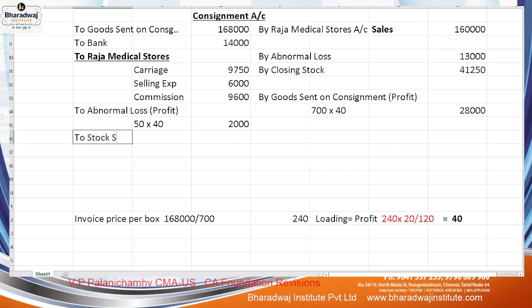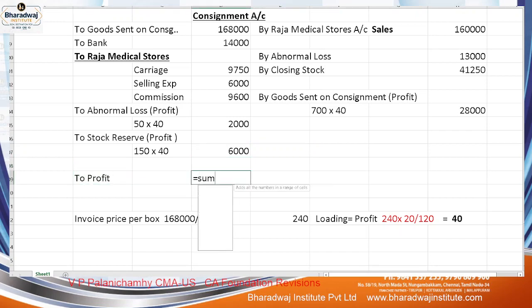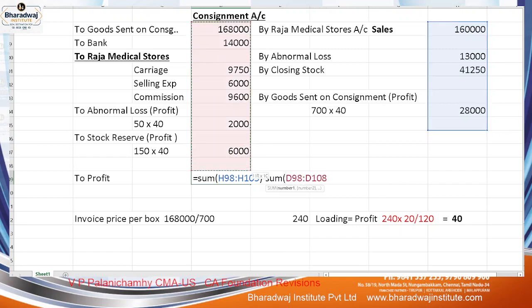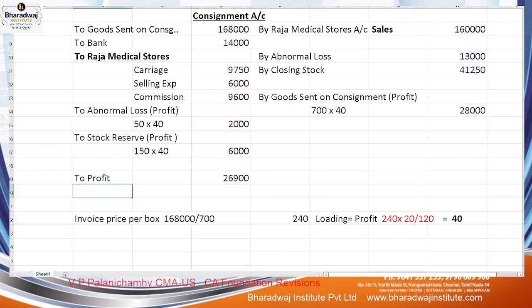Stock reserve. What is the profit element? Closing stock 150 units into 40 is 6,000. Tally the profit, or the consignment stock account will also do. Once again, I repeat the entire process. Please pay attention. It will take 1 or 2 minutes of time.